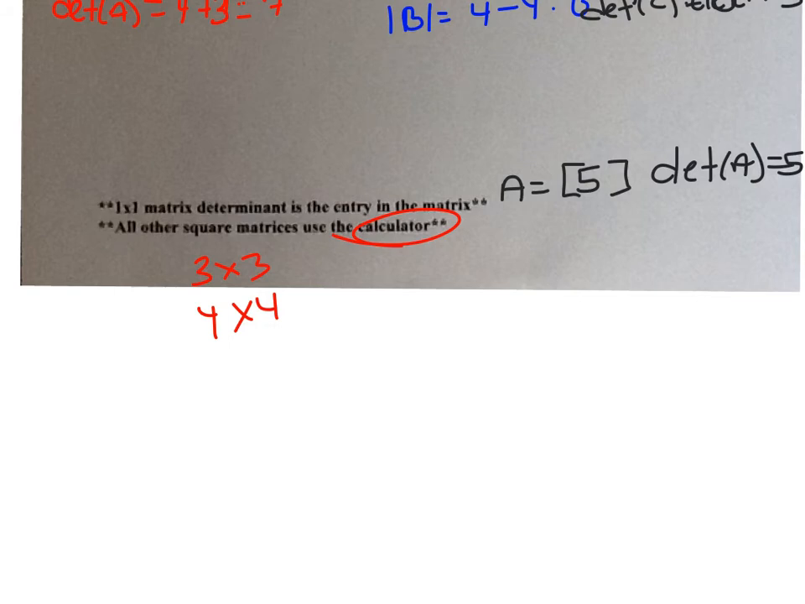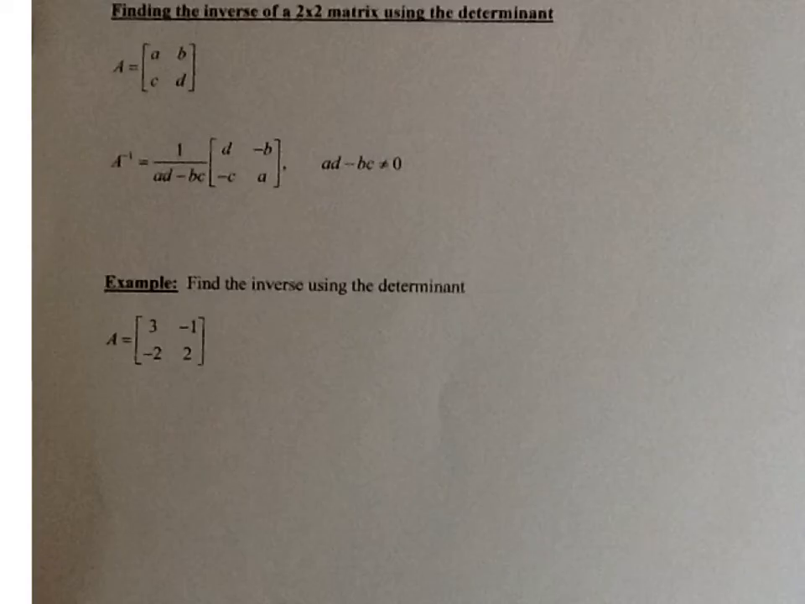We're going to talk about the inverse, how we use the determinant to get our inverse. All right, so finding the inverse of a 2 by 2 matrix using the determinant. So here's my matrix, a 2 by 2 matrix. To find the inverse, it's 1 over the determinant, right? So I do A times D minus B times C. So it's 1 over the determinant.